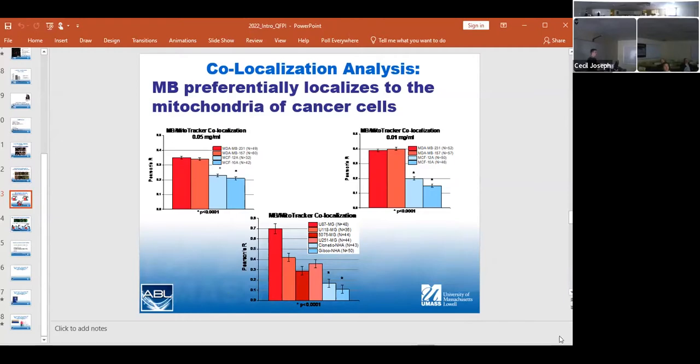So this particular slide demonstrates that methylene blue preferentially localizes to the mitochondria of cancer cells. There's greater uptake of the methylene blue dye in the mitochondria of cancer cells as compared to benign or normal cells in this case. The two upper graphs show breast cells at different concentrations, the results of localization for the breast cells. And the bottom graph shows the same analysis for brain cancers.